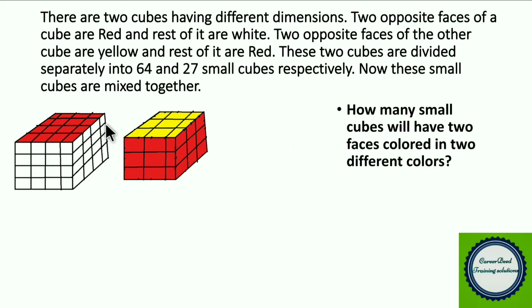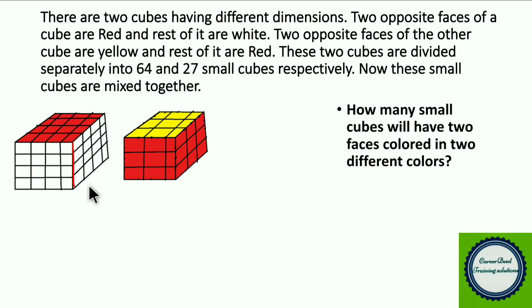So you have to consider only the edges. You can't consider this height part. If you take this part, for example, both the sides are painted in white only, so you can't consider these edges. You have to consider only the top 4 edges and bottom 4 edges, right?